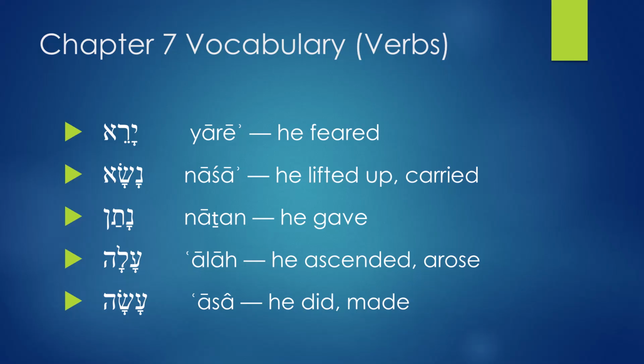Then we look at the verbs. First verb we have the word yare. Yare means he feared. He was afraid. Nasa. Nasa means he lifted up or he carried. Natan. Natan means he gave. These are verbs. Alah. Alah means he ascended. He arose, he ascended. Asa. Asa means he did. He made, he did.